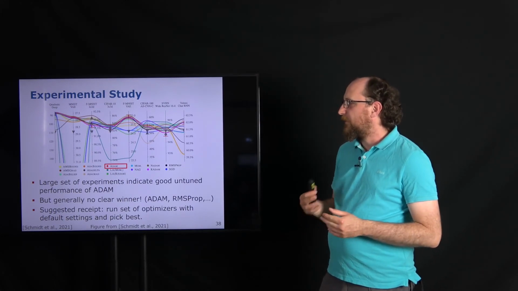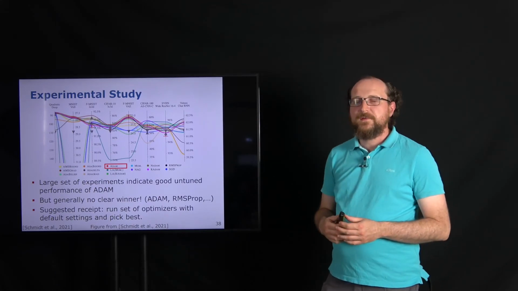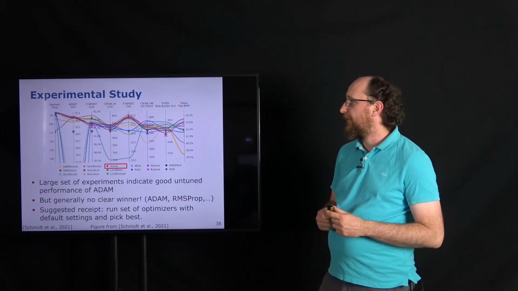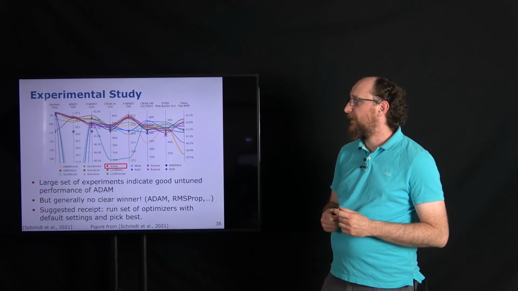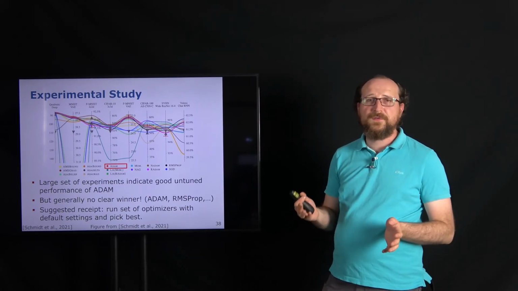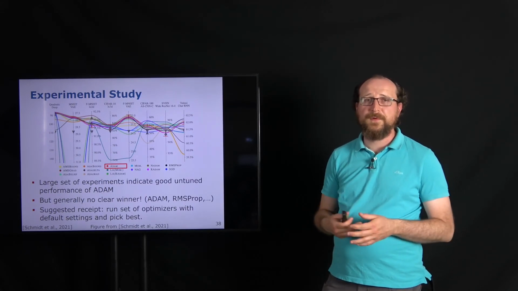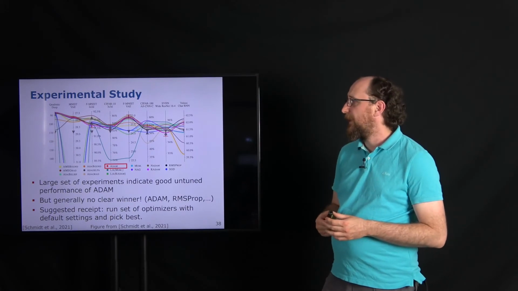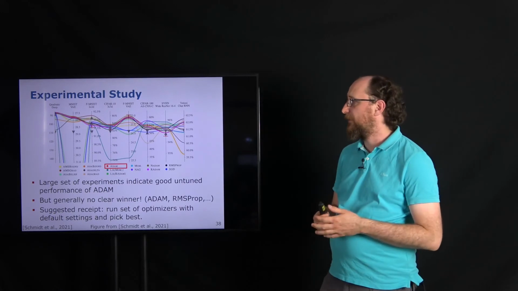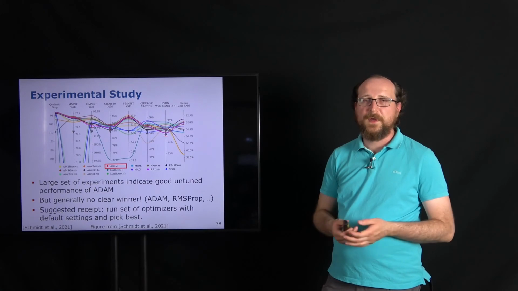The suggested recipe of this experimental study is, instead of tuning one specific approach, to maybe use several approaches and then just pick the best from these. For each of the approaches you have some default parameters, like with Adam, and then you just choose from Adam, RMSprop, and stochastic gradient descent the method that works best for your case.